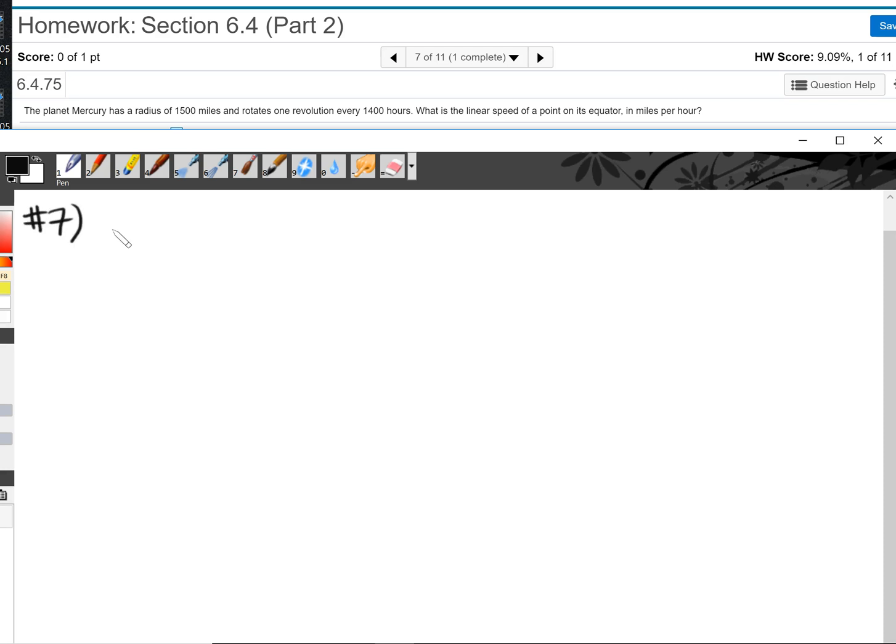Okay, so we want linear speed, right? Linear speed is my radius times my angular speed. And how do I know I'm going to use this instead of s over t? Because it gives me revolutions, and revolutions implies that we have the angles that we're going through in an amount of time. And so let's look at what we have. We know that Mercury has a radius of 1,500 miles.